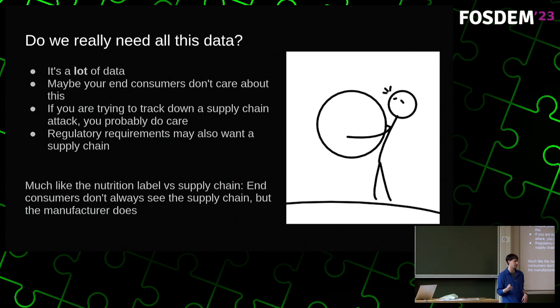And so I think the same analogy could be made. It's possible your end consumers don't really care about your software supply chain, but if you're manufacturing or building something, you definitely do, so you can trace down problems. And there's always the possibility that there could be regulatory requirements for this in the future. That seems to be a thing that's happening now. So if you're trying to track down a supply chain attack or something's gone wrong somewhere, then you will definitely want this information.